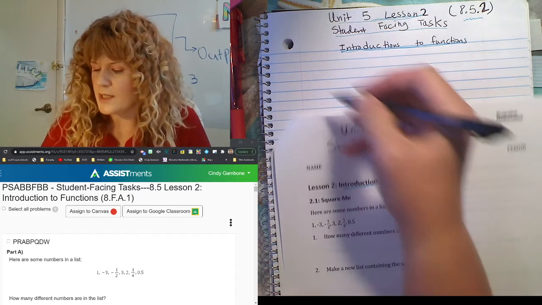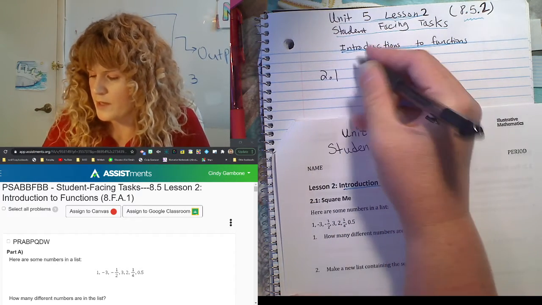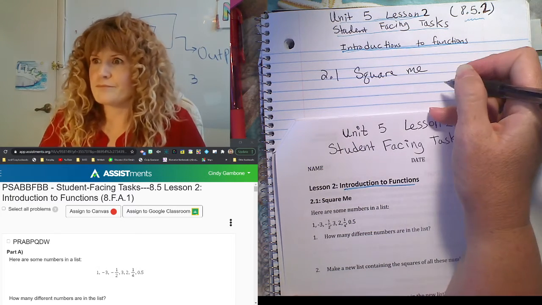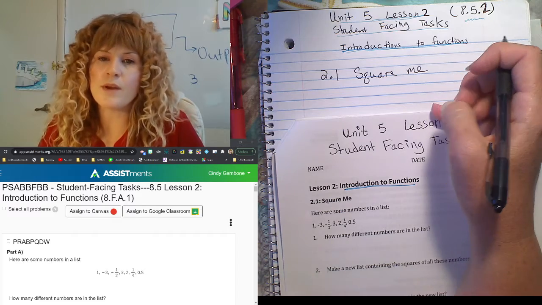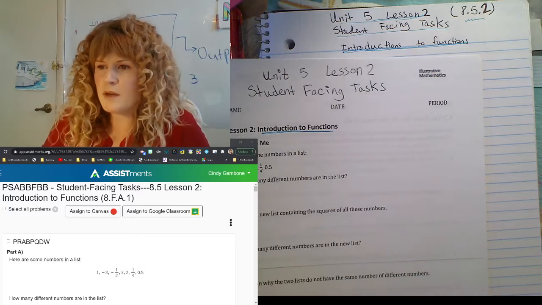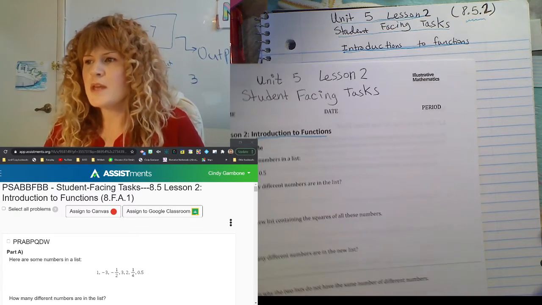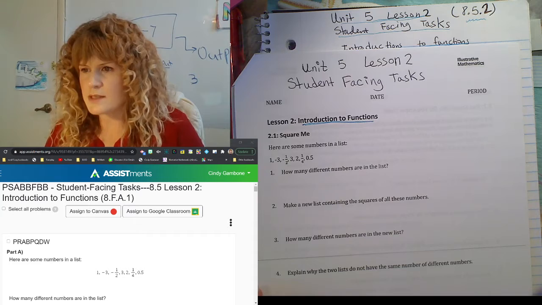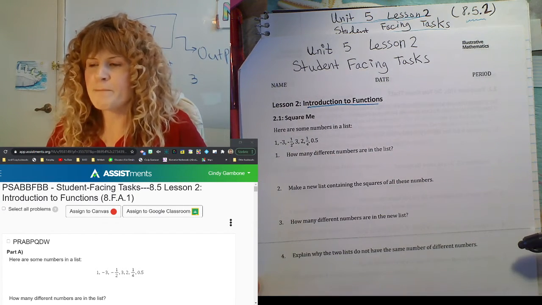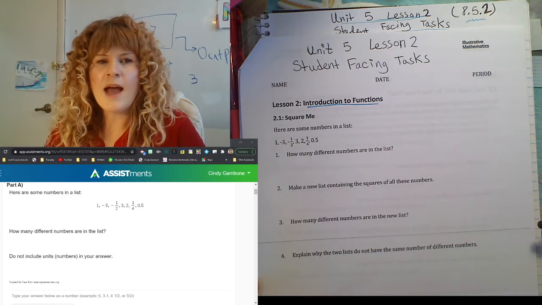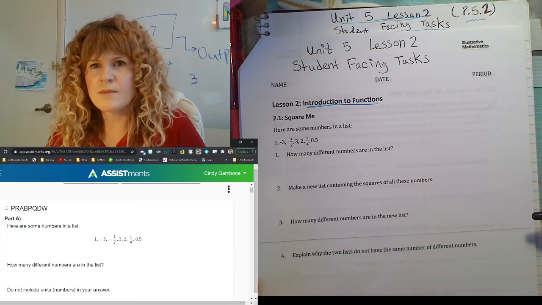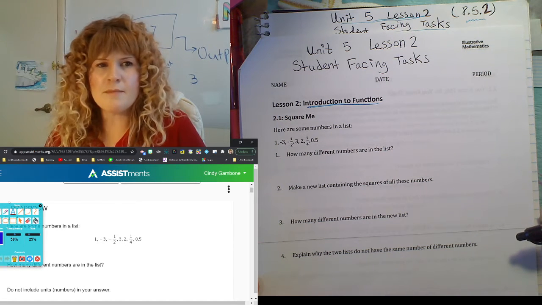On your worksheet, it is labeled as 2.1, Square Me. But they don't use that name online where you have to enter in your answers. You can see the web page here in my video. It says Part A. Here are some numbers on a list. And the numbers are also on your worksheet. The first question asks, how many different numbers are on the list? So go ahead and circle them.